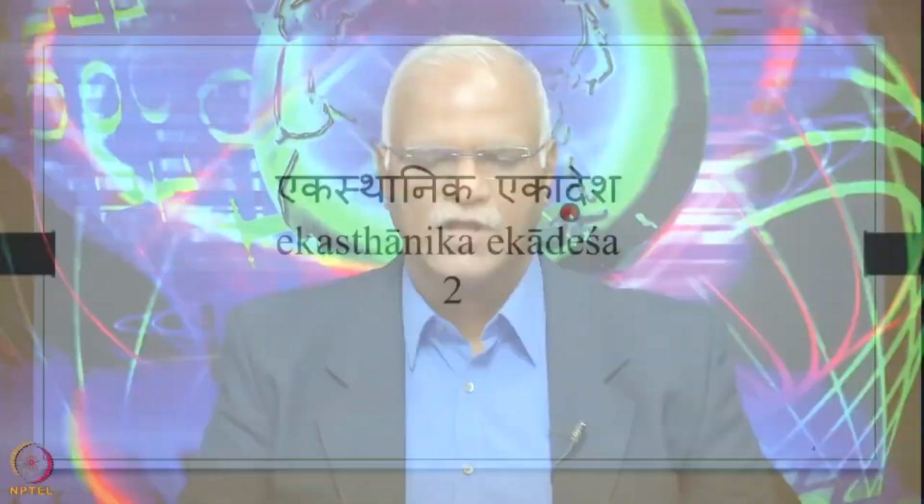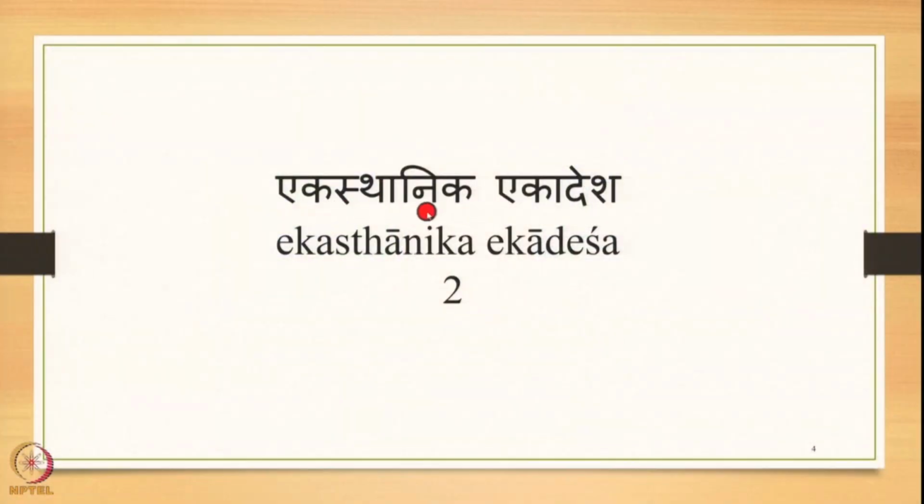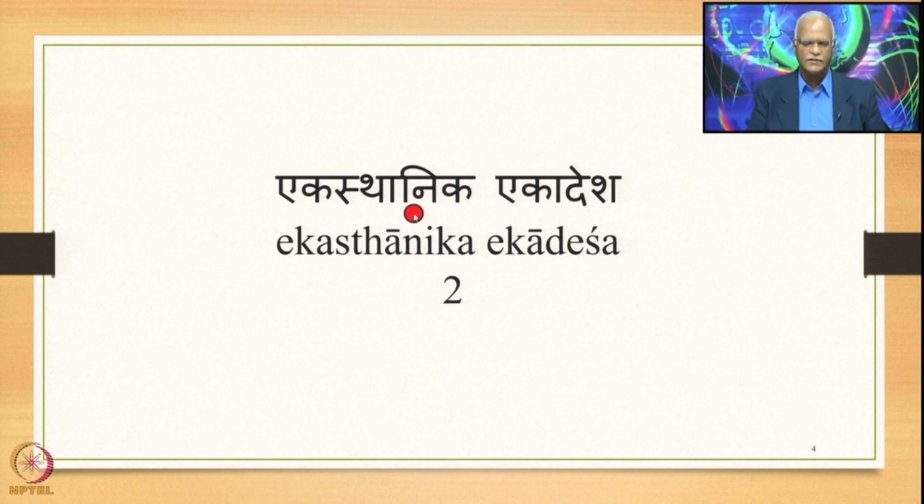Ekasthanika Ekadesha stands for one sthani and one adesha, one substituent and one substitute, one substitute coming in place of one substituent. And Dvisthanika Ekadesha stands for two substituents and one substitute. One substitute replacing two substituents. This we shall study later. Right now we are focusing on Ekasthanika Ekadesha.